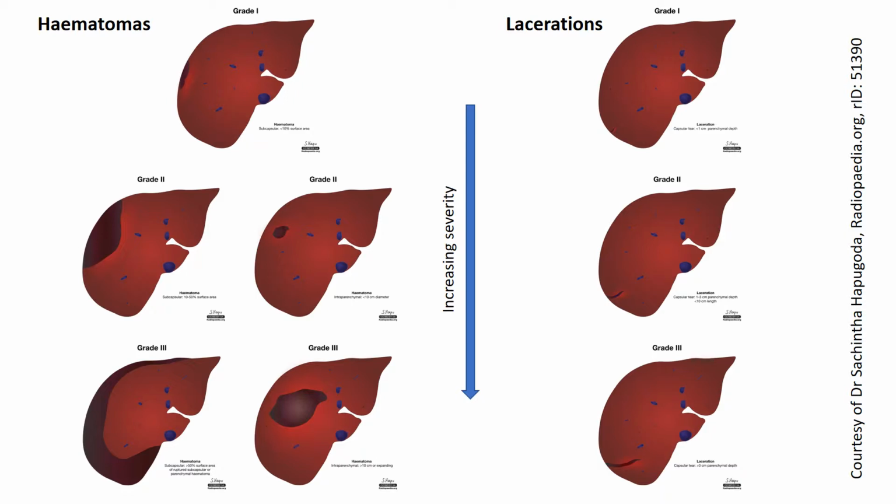Here are the criteria for grade 1 to 3 injuries, with criteria separated for hematomas on the left and lacerations on the right, with increasing severity of injury going from top to bottom. Now, probably the easiest rule to remember is regarding lacerations, where the only thing you need to remember are the numbers 1 and 3. So lacerations less than a centimetre are grade 1 injuries, lacerations between 1 and 3 centimetres are grade 2 injuries, and a laceration that's larger than or goes deeper than 3 centimetres is a grade 3 injury. Now this is made even easier by the fact that these numbers are exactly the same as they are for the spleen.